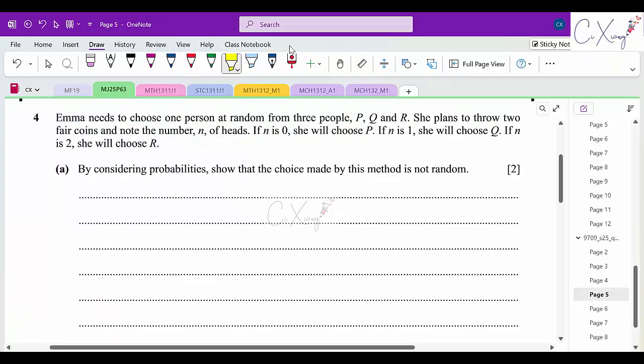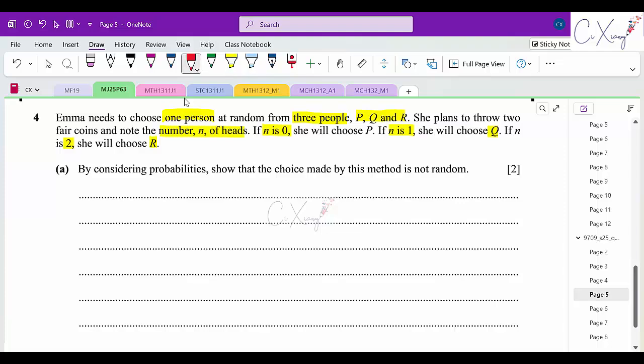Okay, question number 4. Emma needs to choose one person at random from P, Q, and R. She plans to throw 2 fair coins and note the number n of heads. If n is 0, she will choose P. If n is 1, she will choose Q. If n is 2, she will choose R. By considering the probabilities, show that the choice made by this method is not random.